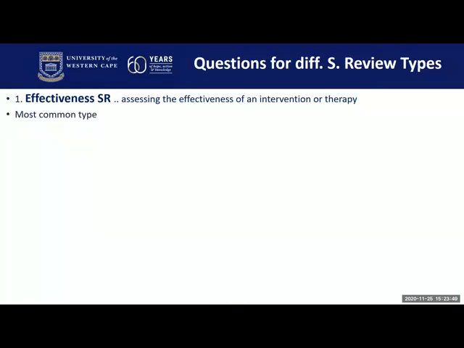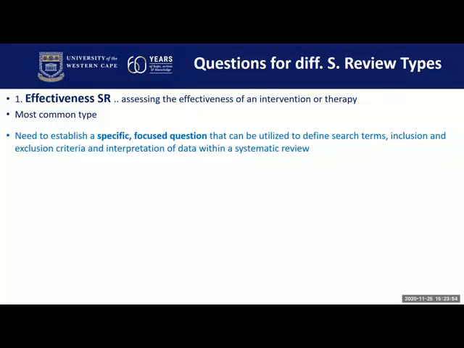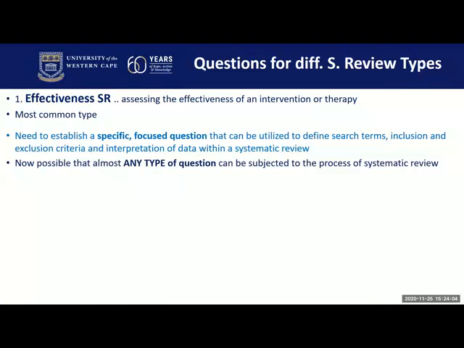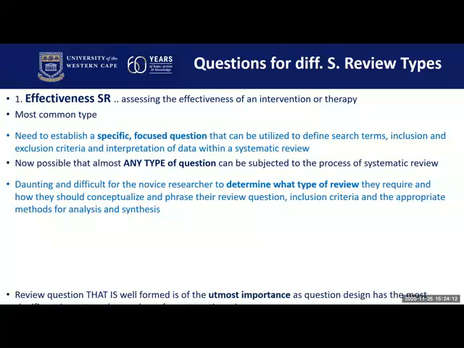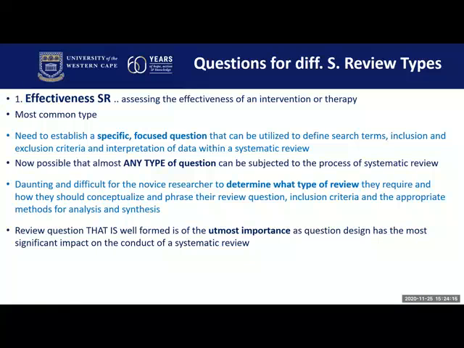Again, I said the effectiveness systematic review is your most common type, and it assesses the effectiveness of an intervention compared with one another. And here again, you need to establish a specific focused question that can be utilized to define search terms, inclusion and exclusion criteria. Nowadays, it's possible that almost any type of question can be subjected to the process of a systematic review. Okay, it depends what you want to do.